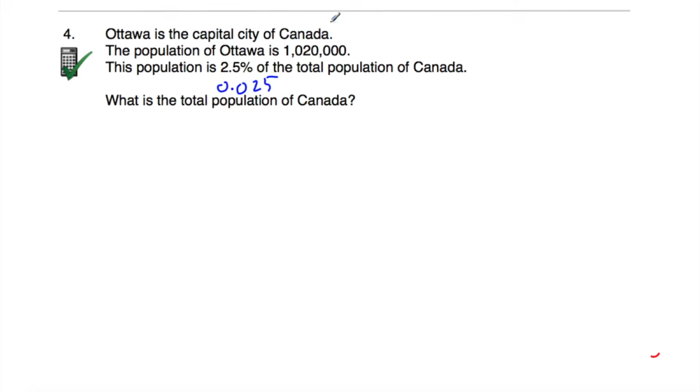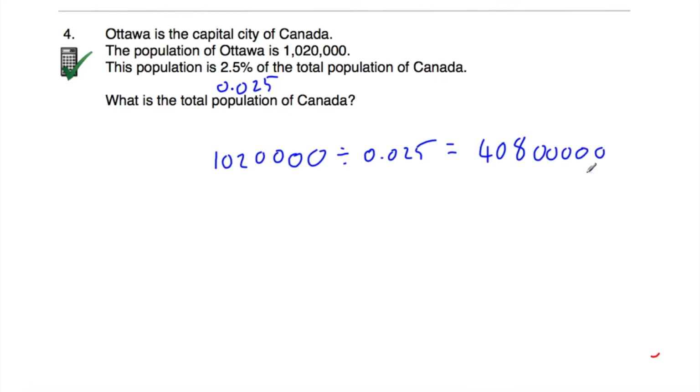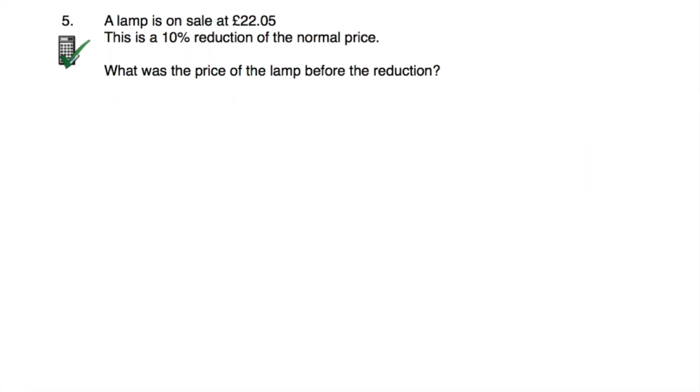So if we take the answer, the 1,020,000, and we divide that by the multiplier, so remember with reverse percentages, you're working backwards, so you'll divide by the multiplier. So we're going to divide by 0.025. That'll tell us the population of Canada. So 1,020,000 divided by 0.025 is equal to 40,800,000. And that's it. That's the total population of Canada. Okay, so let's have a look at our next question, question number 5.